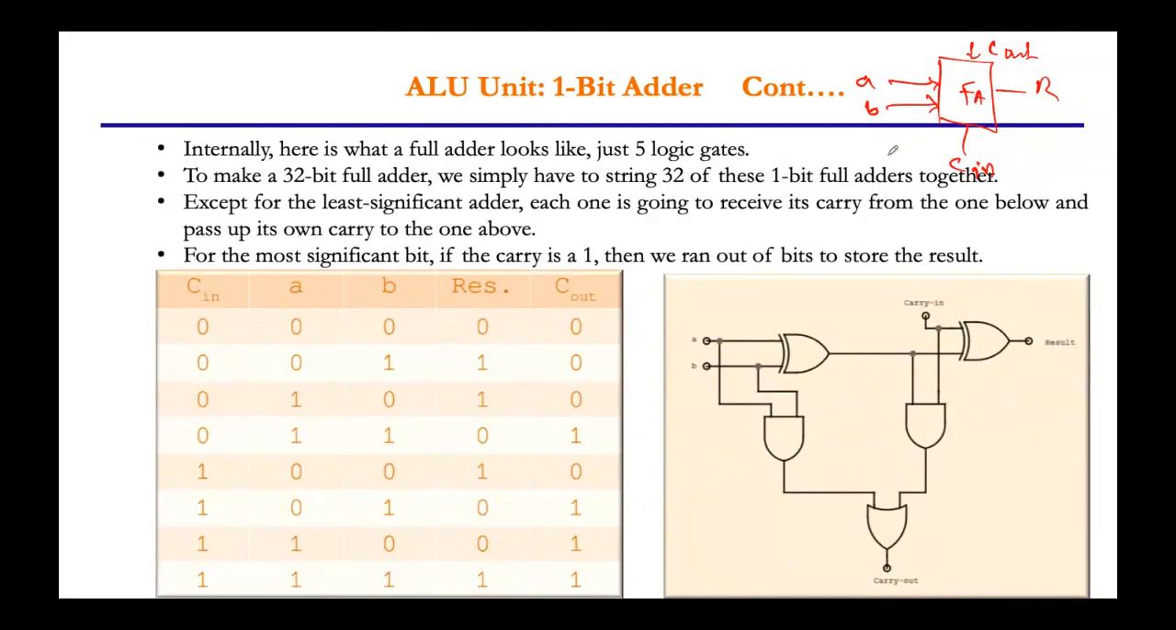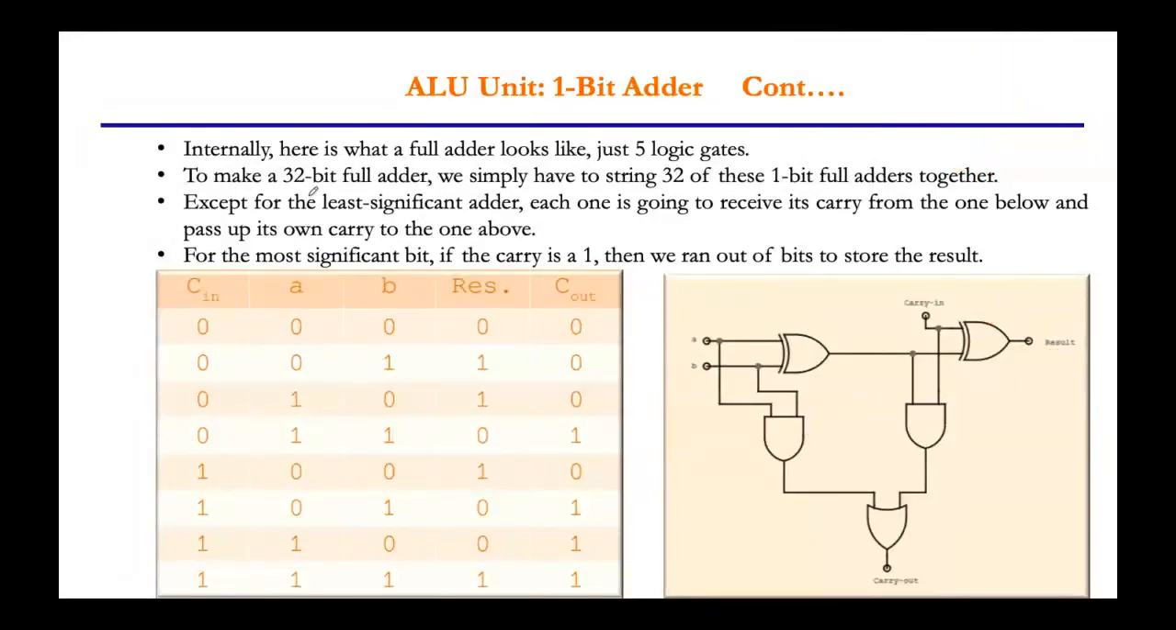Inside this, you find for the inputs you are using two gates. One is the exclusive OR gate, another one is the AND gate. For carry in, you are using another input which is given to your exclusive OR, and for carry out one gate is used, and finally you will get the result.